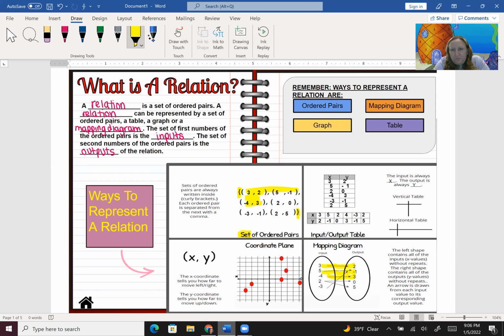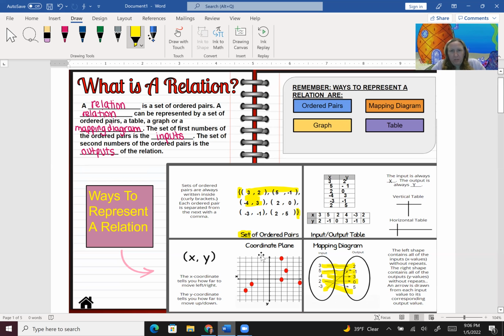But then we get to 2, and 2 is paired with 0, and 2 is also paired with 5. So if there's something where an input has 2 different outputs, you're going to see 2 different arrows coming from the number going to those 2 different outputs. Okay, and then the last one was -3 is paired with 2. Okay, so the mapping diagram breaks it down into the inputs and the outputs and then draws arrows from each input to its output or outputs if it has more than one. Okay, so that's relation. Relation's just a pairing of numbers.